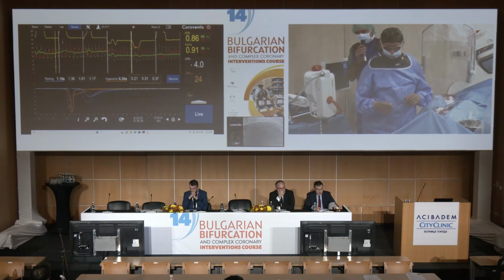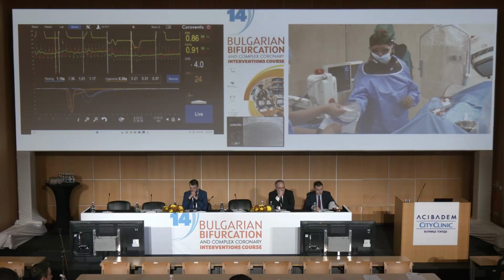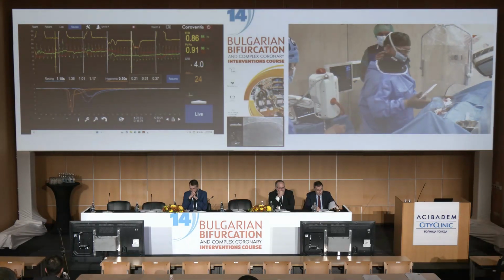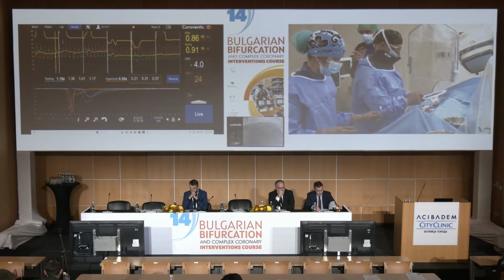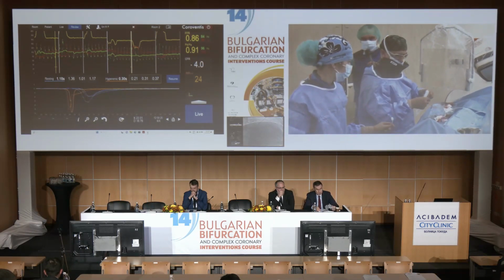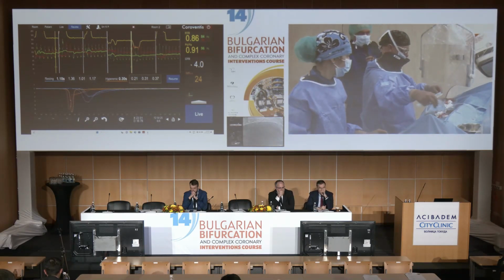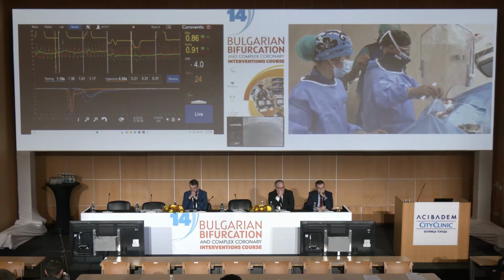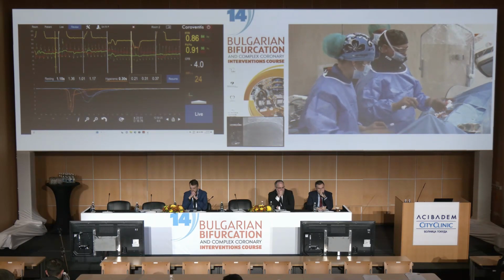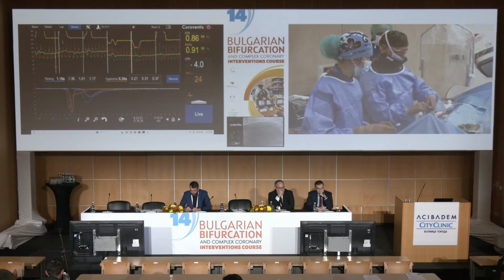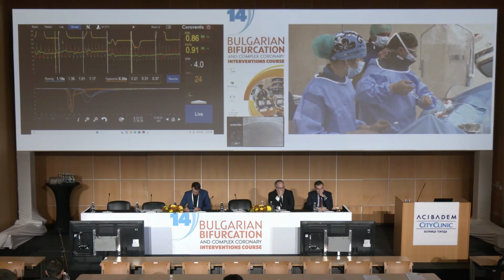To do this, we need, of course, a pressure temperature wire. We need a dedicated catheter, which is called the reflow catheter, and we need an injector, not a regular infusion pump, but an injector, which is here, which allows us to deliver 10 and 20 milliliter per minute in the proximal part of the LAD.